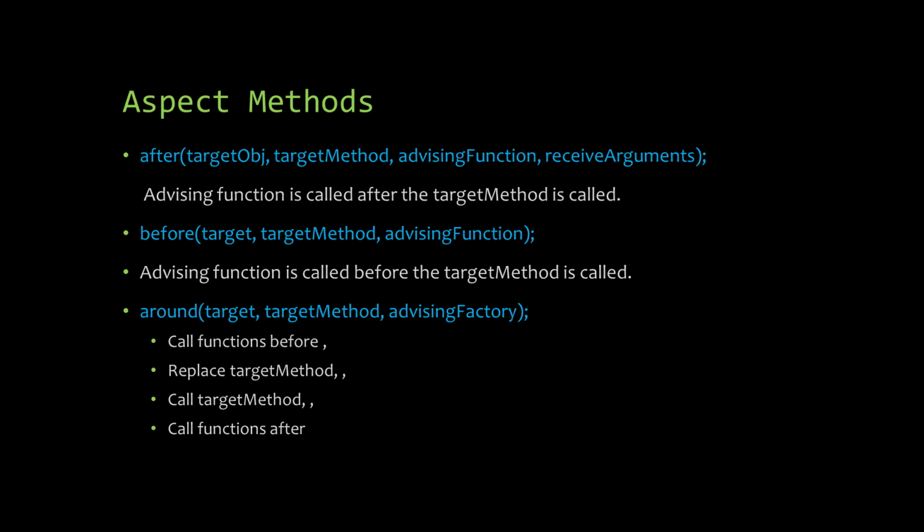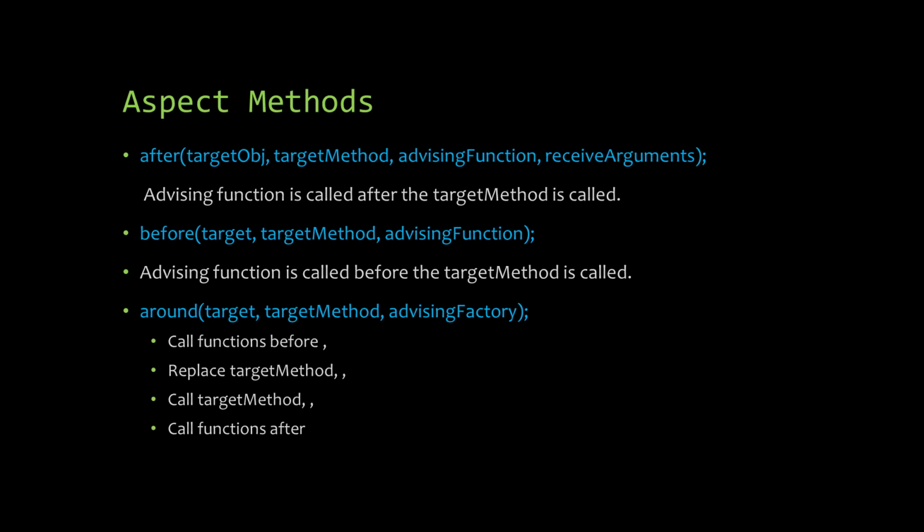So these are the methods that are available in Aspect. You have after. What it does is, like connect, the advising function will be called after the target method. The advising function can receive the arguments and it can also pass the result back to the target method. It is much more powerful than connect. Then the before method: the advising function will be called before the target method.